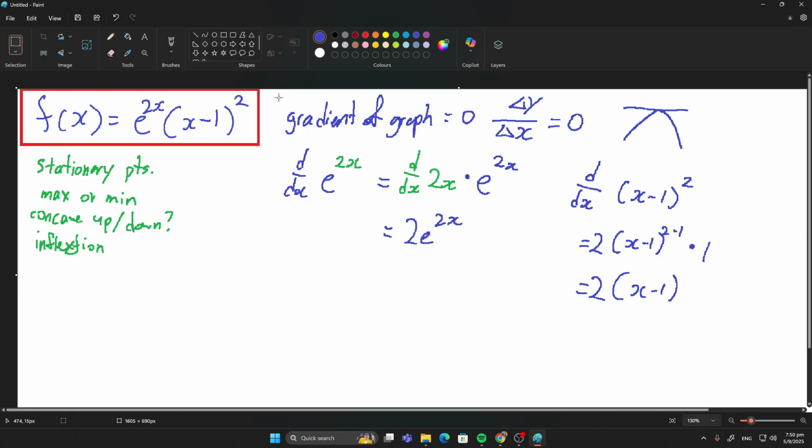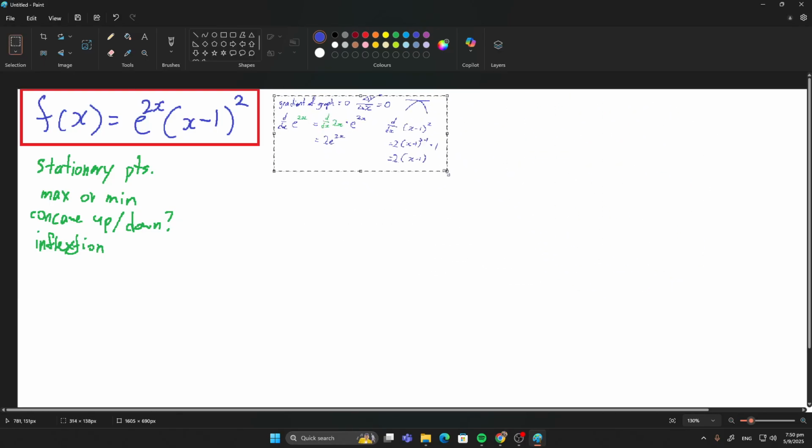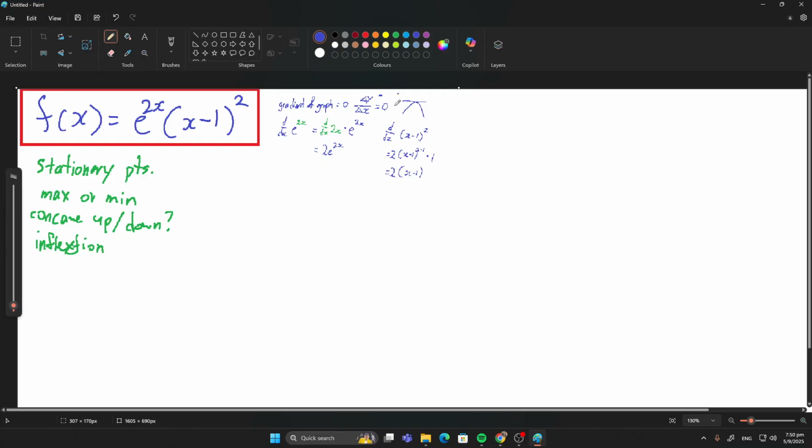Because my handwriting is ugly, I'm just gonna copy it in, and then yep. So f prime x equals 2e^(2x), and then I copy, plus then I copy this one, and then 2(x minus 1). I can leave it like that, no problem, but to make life easier, let's simplify this, okay?